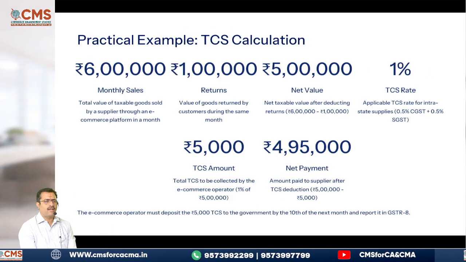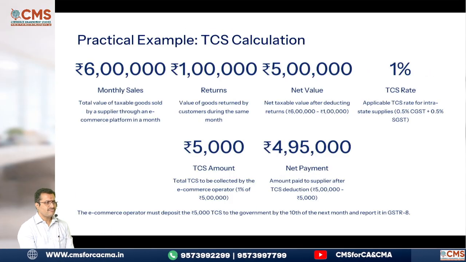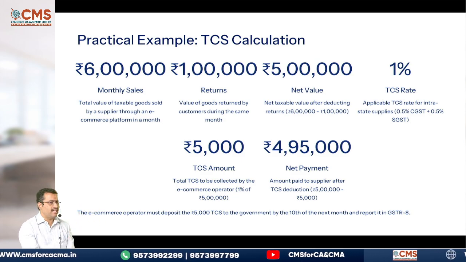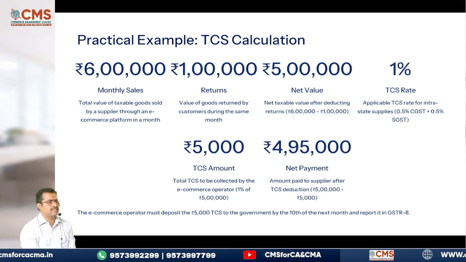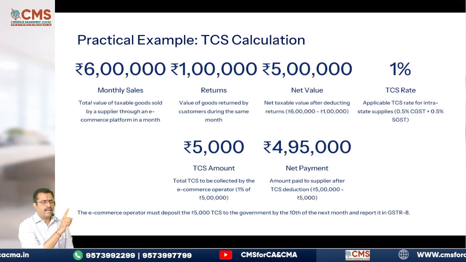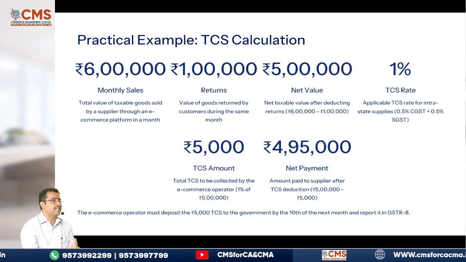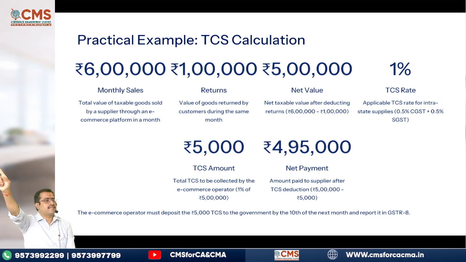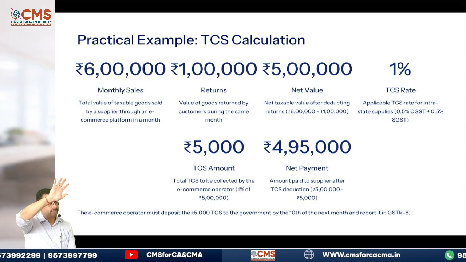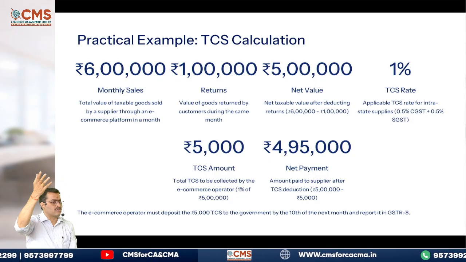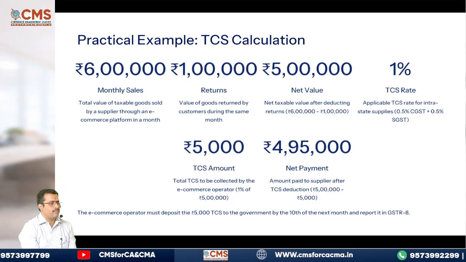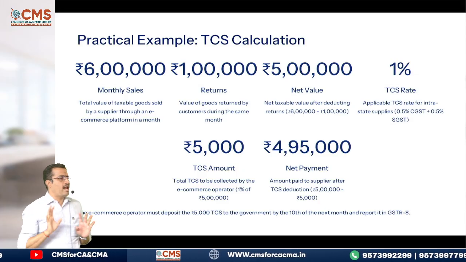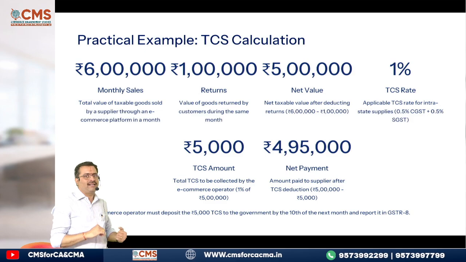They have to file GSTR 8 by 10th of the following month and issue GSTR 8A. Now one example I have given for TCS. Please see, slightly different. Don't get carried away. 6 lakhs is the monthly sales. Returns are 1 lakh. So 6 lakhs minus 1 lakh, 5 lakhs. Now the net value I have given. TCS is 1%. So they will add 1%, not deduct. 5 lakh into 1% is how much? 5,000 rupees. Correct or not? They will add this 5,000. Then see, TCS amount I mentioned 5,000. Now the net payment they will give is only 4,95,000 because they are collecting the TCS of 5,000.